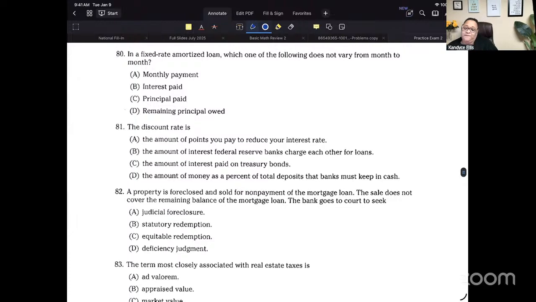80, in a fixed rate amortized loan, which one of the following does not vary from month to month? They're doing a lot of these nots in this one. Which one of these does not vary? That means 3 change each month and 1 does not change. Let's see our options here. Our monthly payment, does that change? Our interest paid, does that change? Our principal paid, does that change? Or the remaining principal owed.